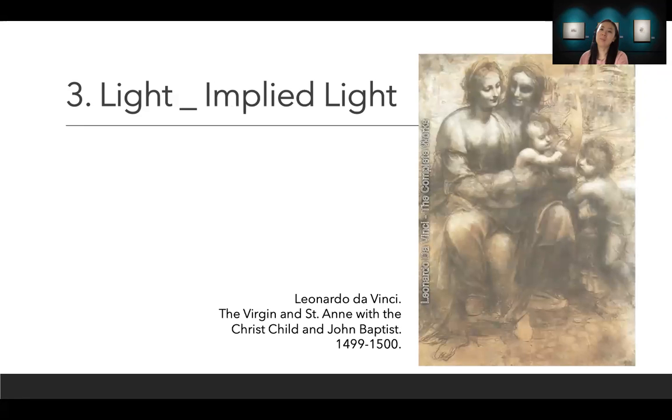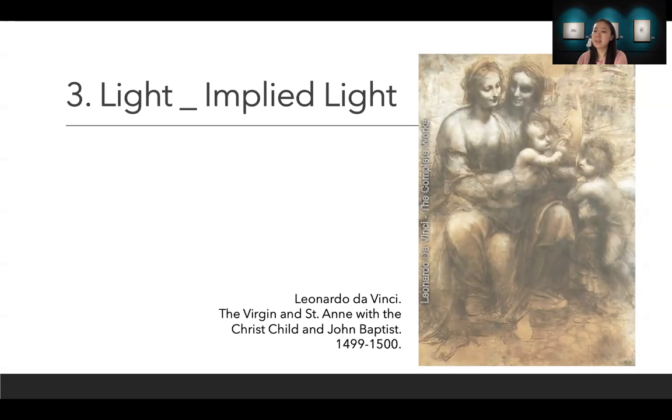So this is an example to show implied light modeling mass, a drawing by Leonardo da Vinci from the Renaissance. As you can see, there is no actual light.